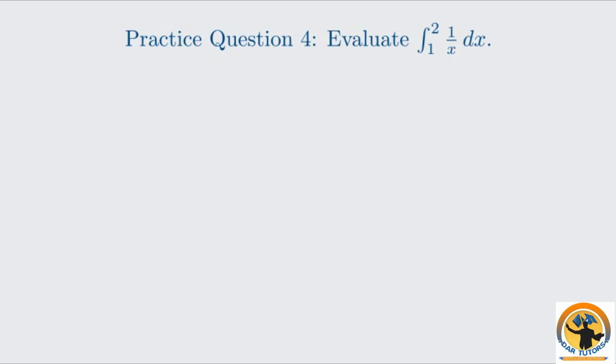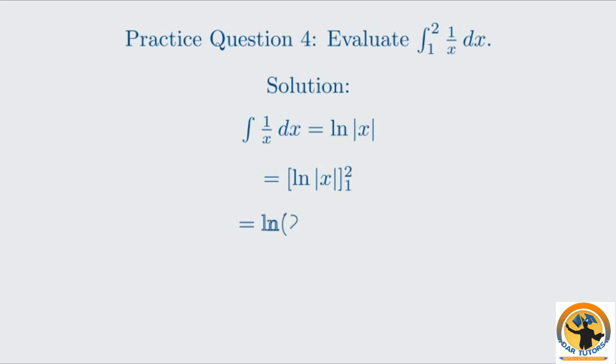This is the special case of the power rule where n equals negative 1. The antiderivative of 1 over x is the natural logarithm of the absolute value of x. Now we apply the fundamental theorem of calculus. We evaluate the antiderivative at the upper limit, 2, and subtract its value at the lower limit, 1. This gives us the natural logarithm of 2 minus the natural logarithm of 1. Since the natural logarithm of 1 is 0, the result is the natural logarithm of 2.